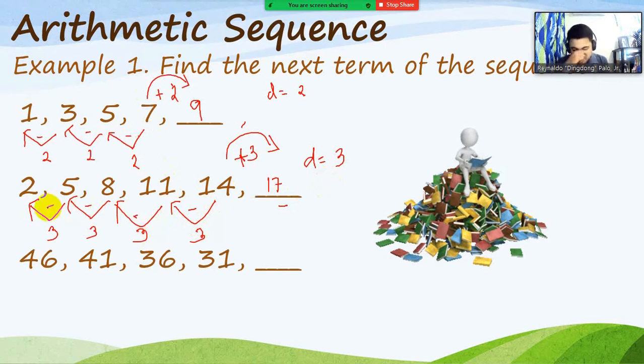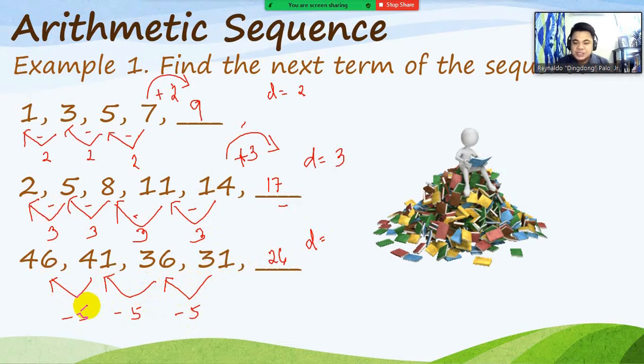And then next, we have 46, 41, 36, 31. So what do you think is the last term? Okay, so the last term is what? 26. So how did we say that it is 26? What's the common difference? Of course, we need to subtract. So 31 minus 36, it's negative 5. 36 minus 41, it's negative 5. 41 minus 46, it's negative 5.